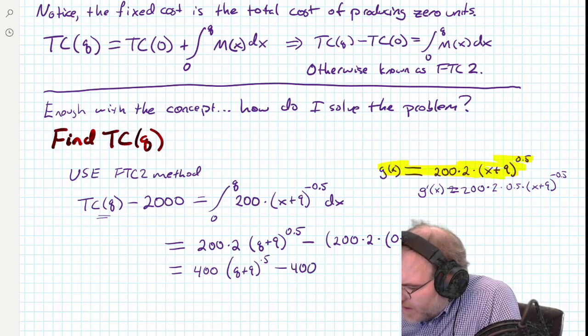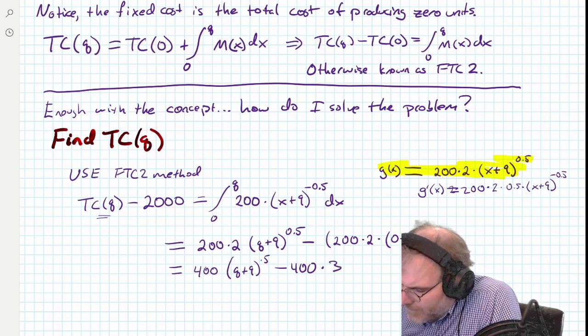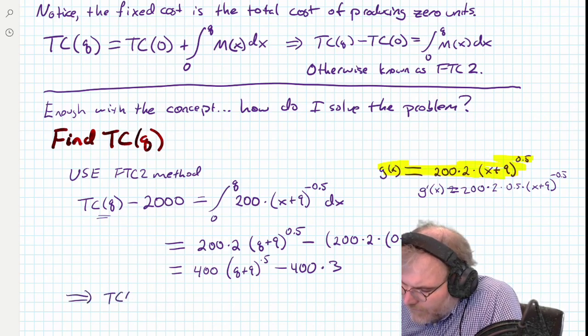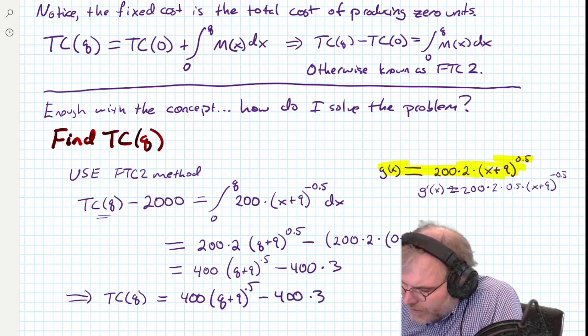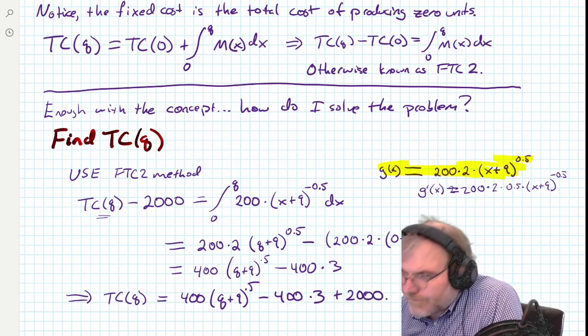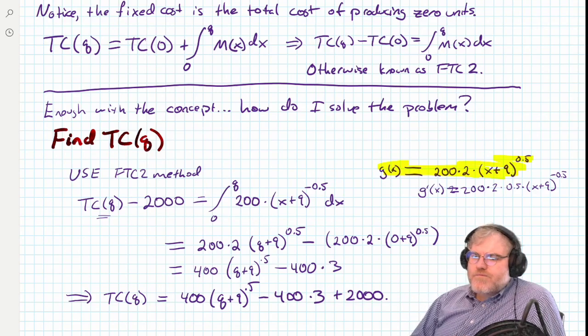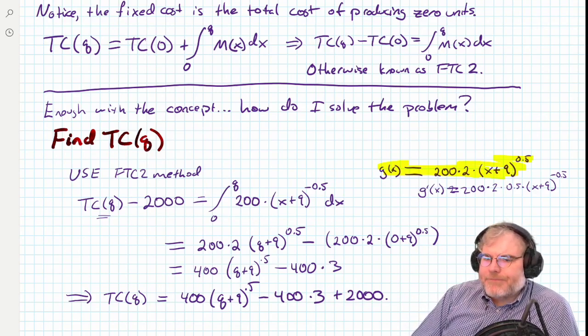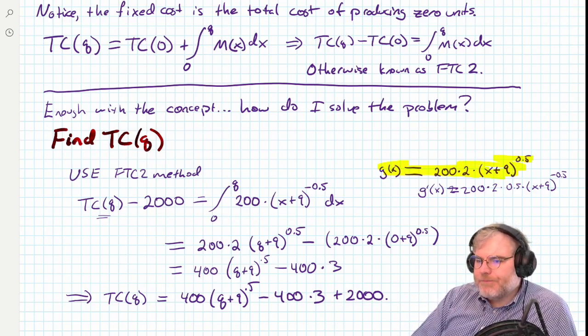All right, what is the square root of 9? That's 3. And so I wind up with TC of Q equaling 400 times Q plus 9 to the 0.5 minus 400 times 3 plus 2,000. Okay, and that's the solution to the problem.